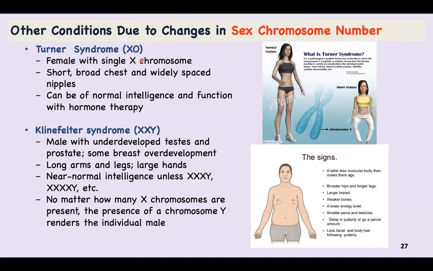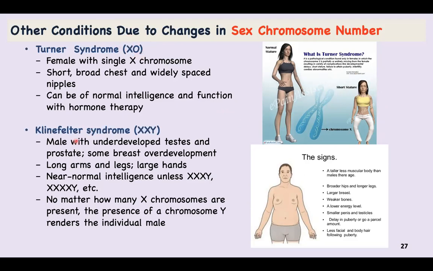2n minus 1. Okay. Female with single X chromosome. Short, broad chest. Dia jadi macam lelaki dah. Under widely spaced nipple. They can be of normal intelligence, tapi dia kena be on hormone therapy. Okay. So these are normal female. Ni kalau Turner syndrome. Okay, dia short. Dia macam stunted sikit. Okay, that is X0.